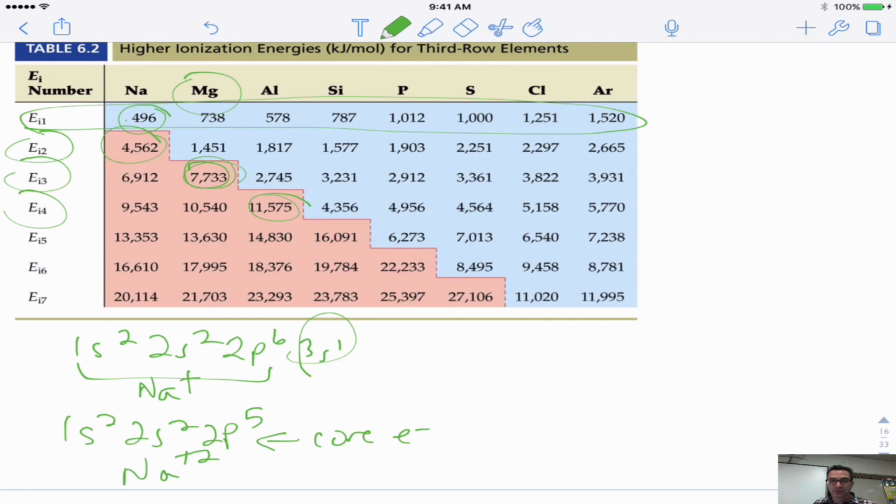Now, how do they actually do this? How do they measure the amount of energy required? That's what we're going to talk about next time. It's called photoelectron spectroscopy.